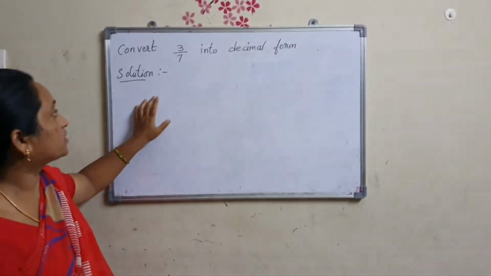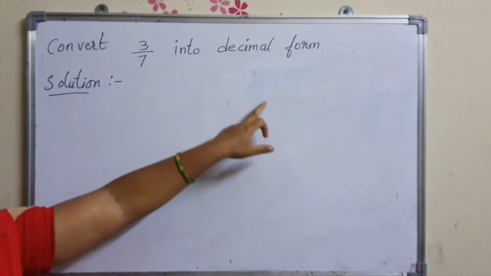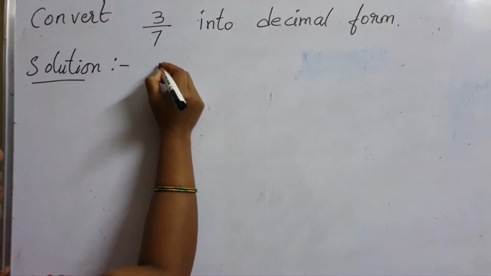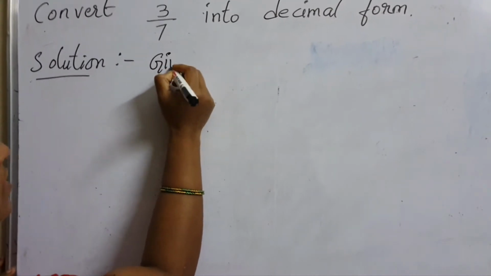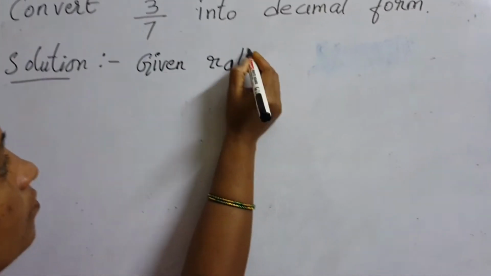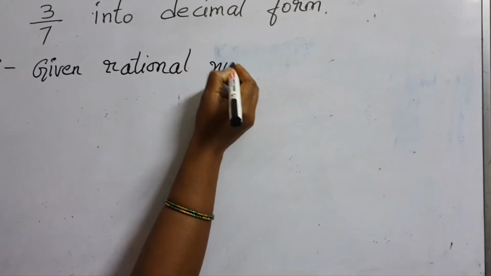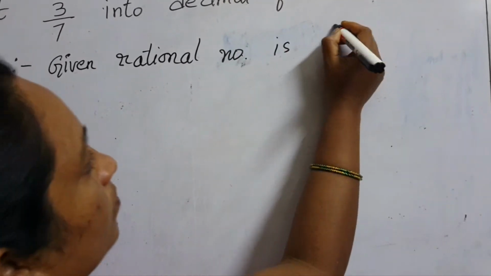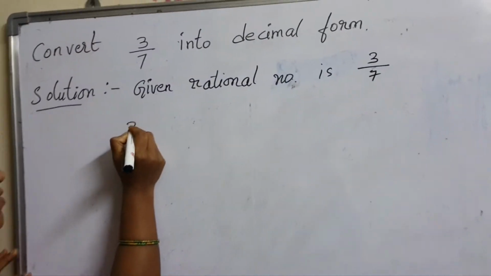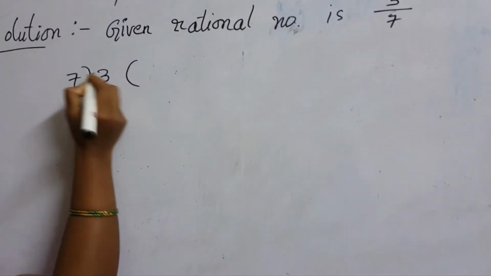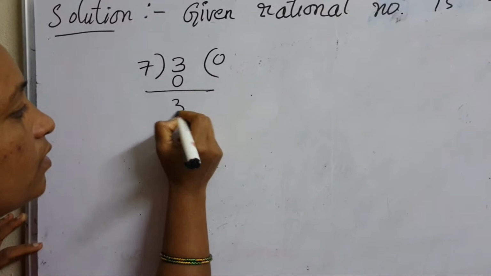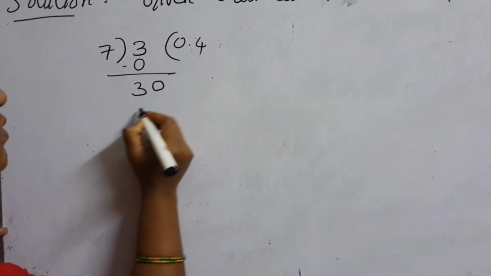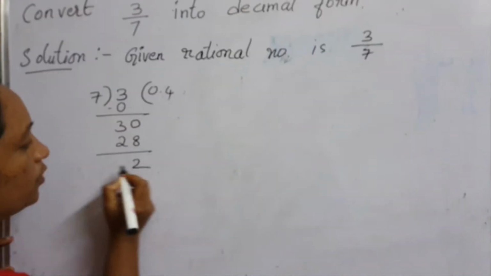Let us consider one more example. Convert 3 by 7 into decimal form. The given rational number is 3 by 7. Here we have to divide 3 by 7. 7 zeros are 0. Take 3 down. Take decimal and 30. 7 fours are 28. Here you will get 2.